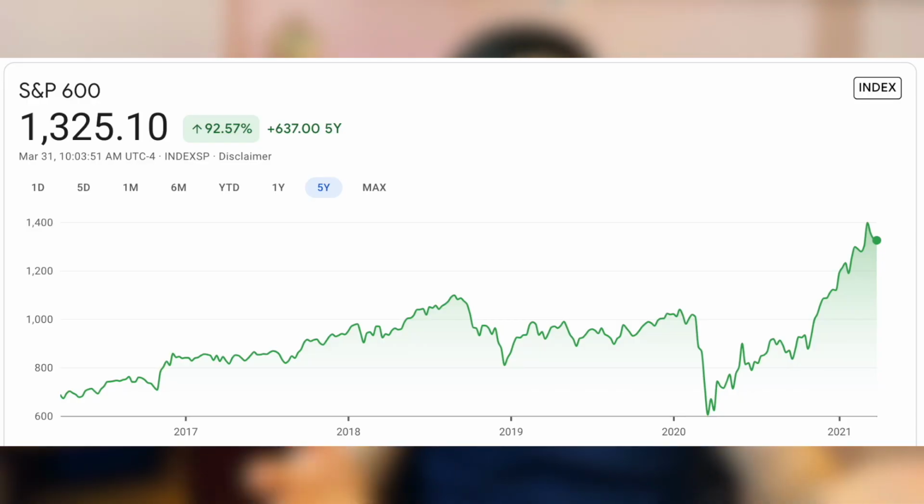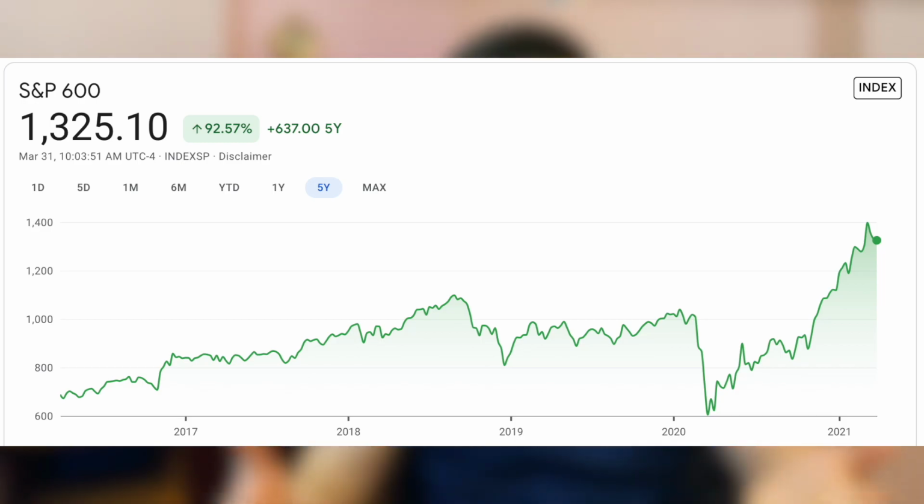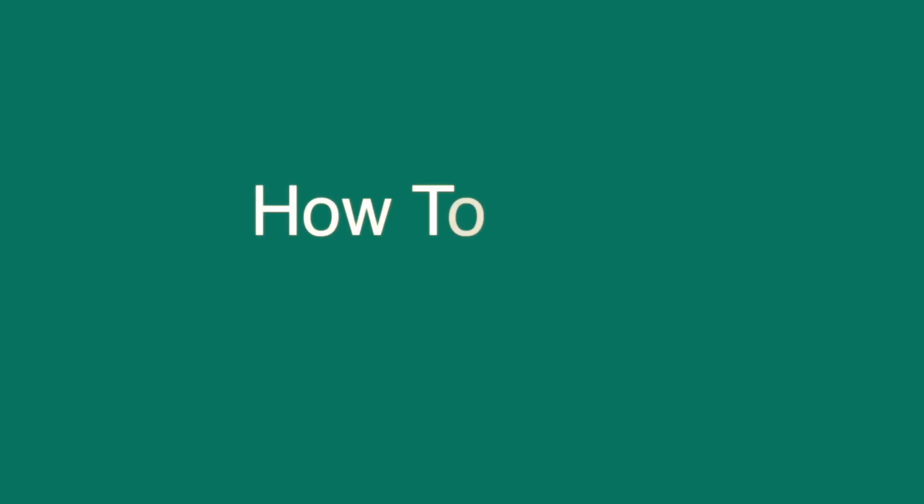Another one is the S&P Small Cap 600. This index tracks 600 small cap companies, although the Russell 2000 is a much more widely used index for small caps. And here's an important question: how do you read a stock market index?